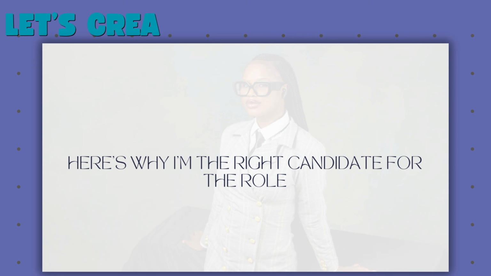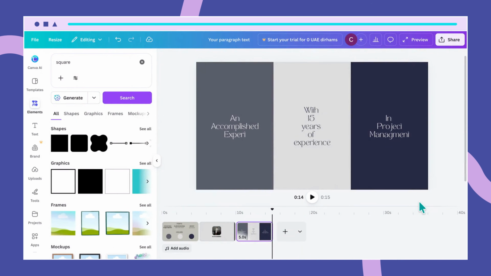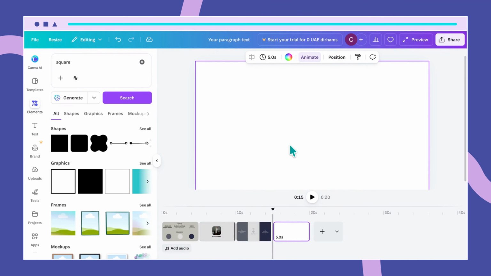Let's create the Why I'm the Right Candidate page. Time to create the third page. To do that, I'll press this plus button over here, and then I will keep the background color as white. Then I'm going to select the image that we used for our cover. Remember Sandra? Yes. I'm going to select that image.